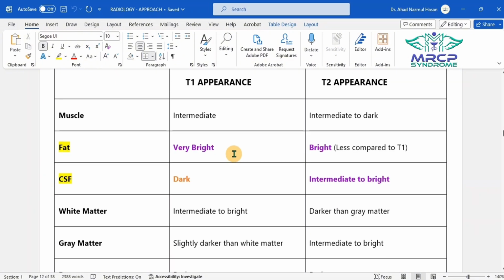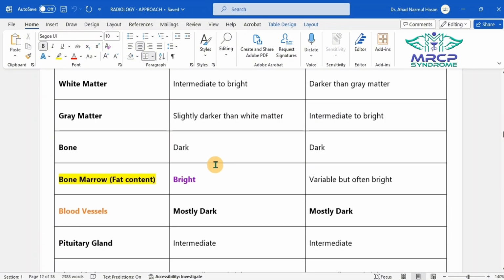And what should be CSF in T1? Dark. And in case of T2? White, it should be bright. So the ventricles in case of T1 will appear as dark, and the ventricle in case of T2 will appear as bright or hyperintense. And the bones would be dark. Remember, both bones and blood vessels would be dark, both in T1 and T2. So whether this is T1 or T2, the bones and the blood vessel, both of them would be dark.